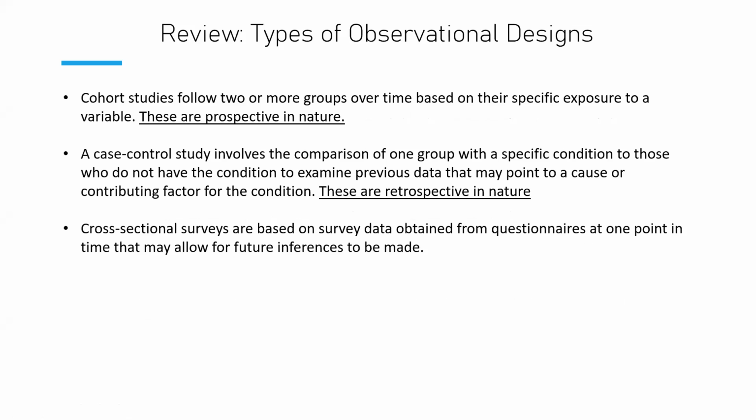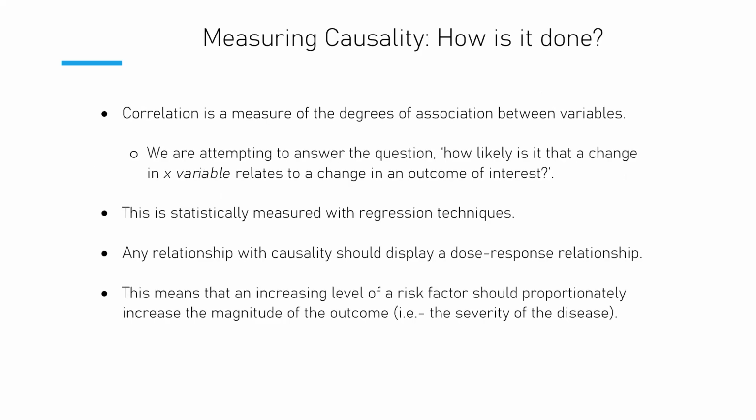So, the example that we give here is with a case control study. We are obviously looking retrospectively, potentially at medical records and or other types of factors between maybe one group that has a condition and those who don't, right, to attempt to determine the cause or contributing factor for that condition. And then obviously cross-sectional surveys are based on survey data that we obtain from questionnaires. And those are things that we collect at one point in time. And it's through that data that we may be able to make inferences or have ideas about future data.